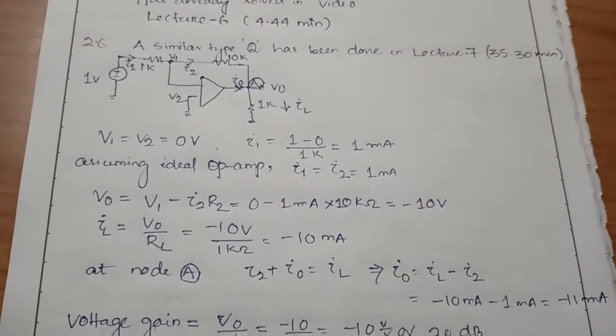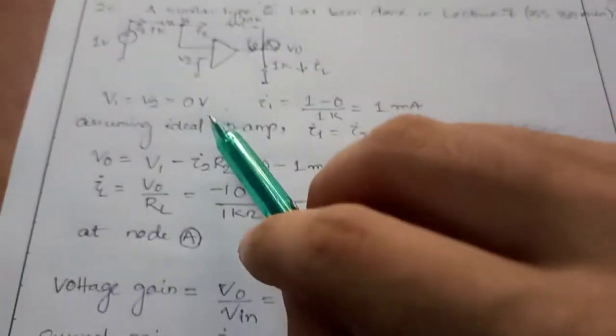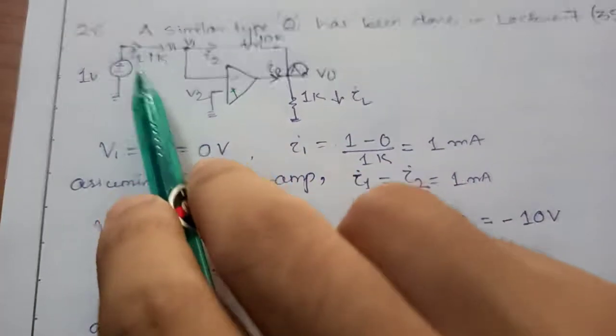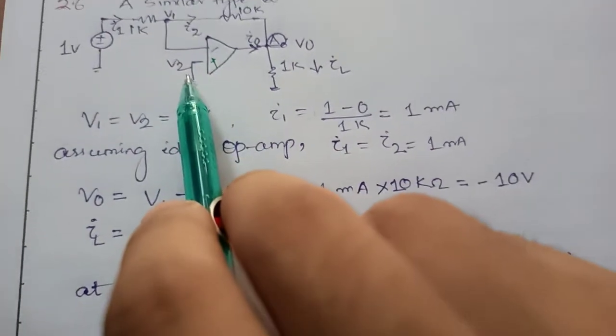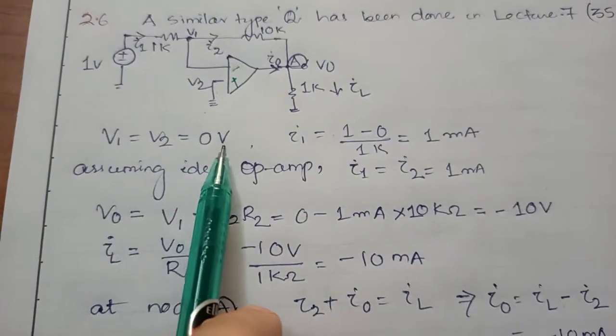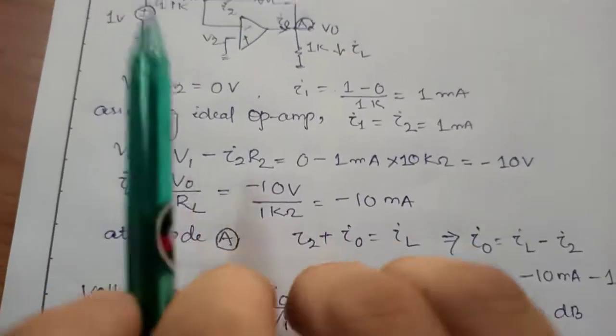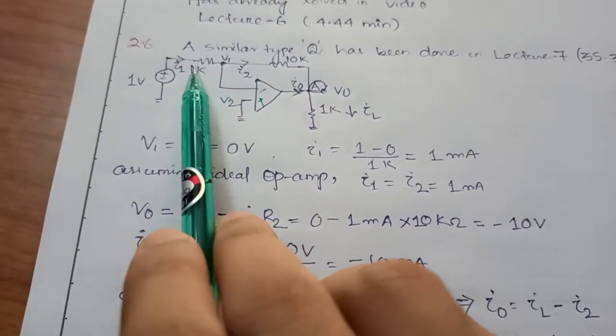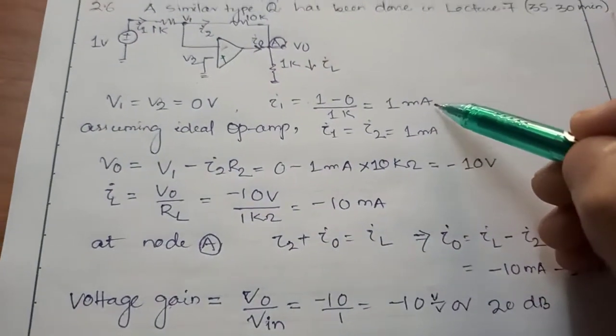So you can see from here, this is an inverting amplifier, because the input is given to the inverting terminal. Here V2 is grounded. So according to the virtual short concept, what is our V1? That is also grounded. So V1 and V2 both are 0 voltage. So what is the current that is flowing? This is 1 volt minus 0 volt upon this 1K. So that is the current, 1 milliampere.